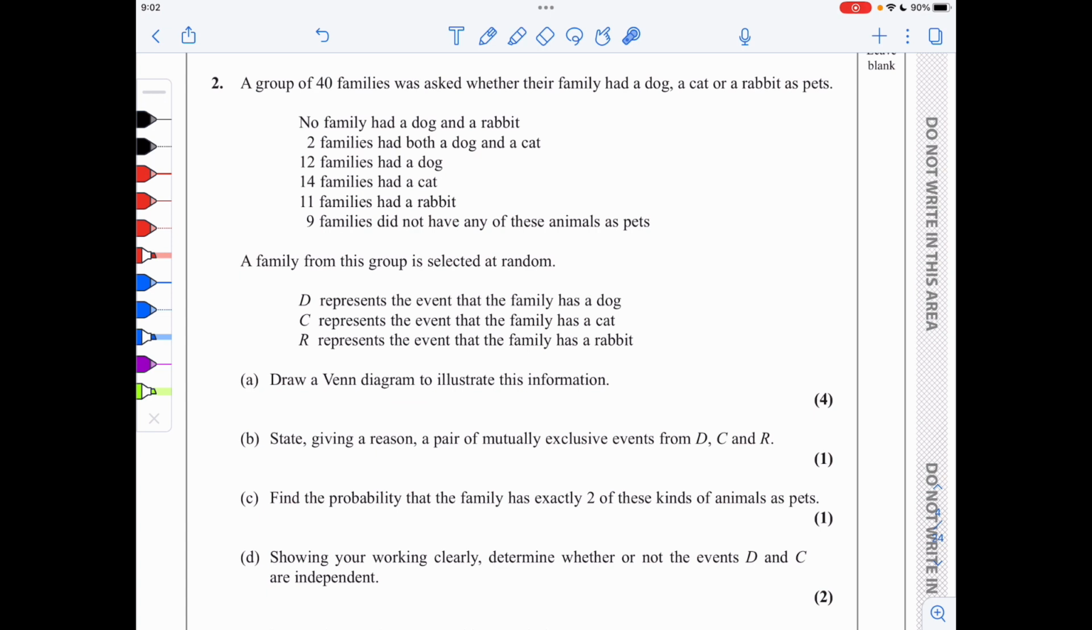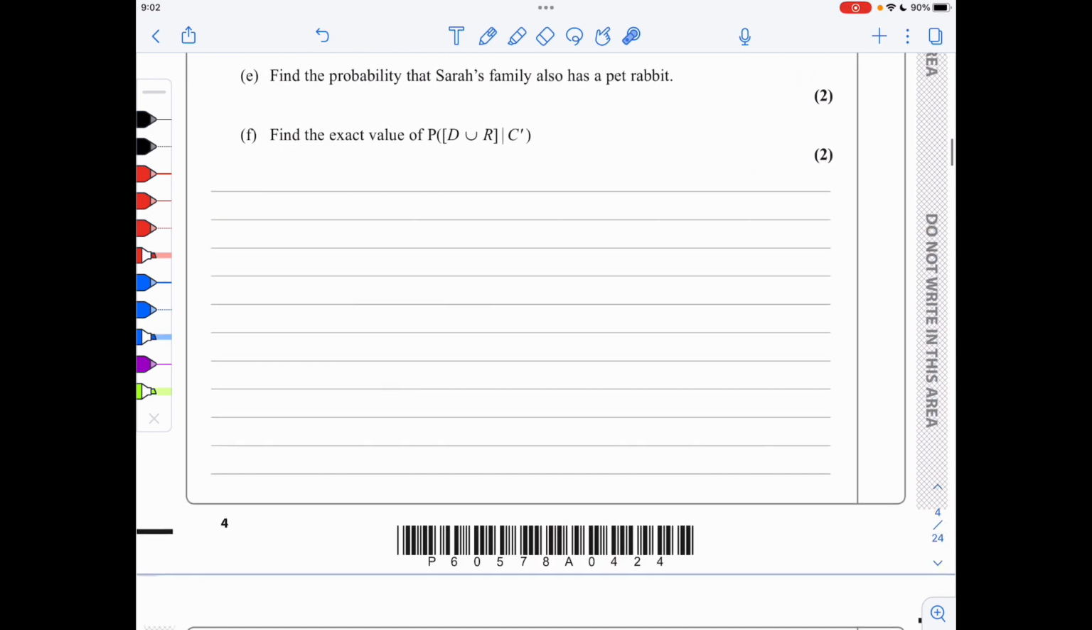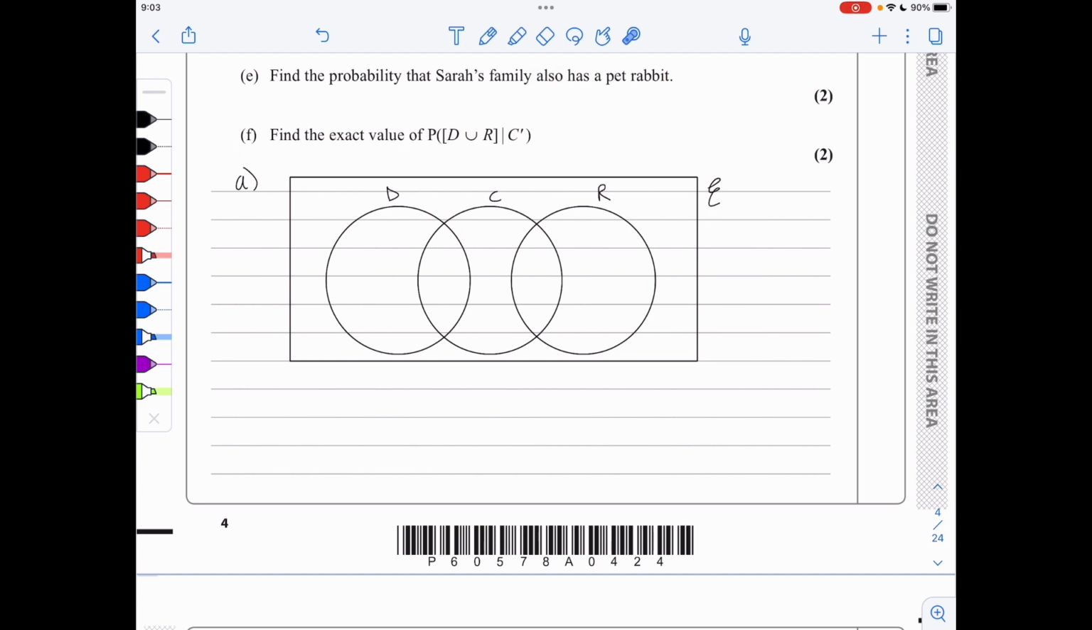Now notice that we are told that no family had a dog and a rabbit, which means that the D and the R sets do not overlap. So let's start by drawing the 3 circles, and we will start adding the information on our Venn diagram. So there it is, we've got 3 circles, it's D, C, and R.